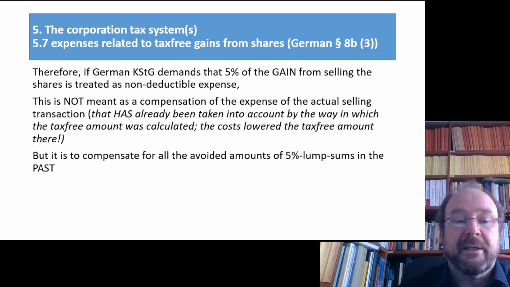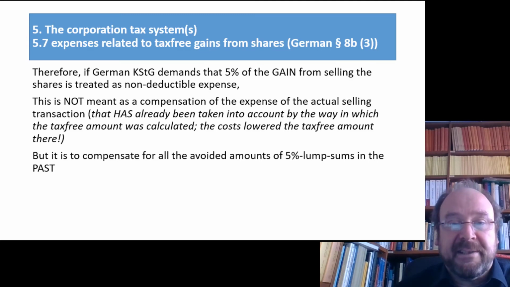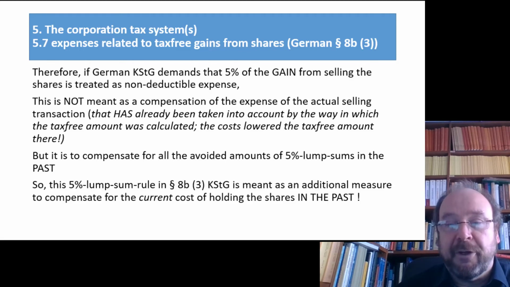And that needs to be done, because otherwise that 5% lump sum would be, especially in groups where somebody has a majority, completely easily avoidable, and nobody can ever tolerate such a thing.